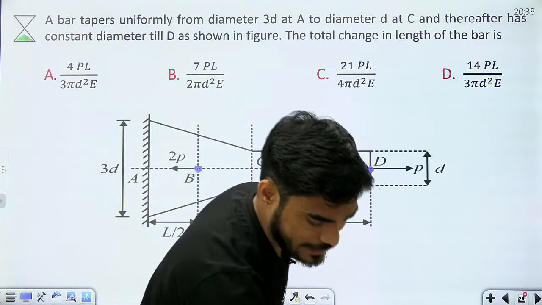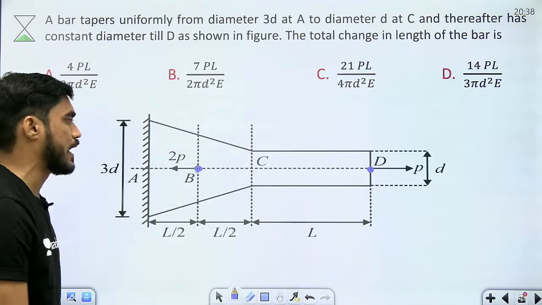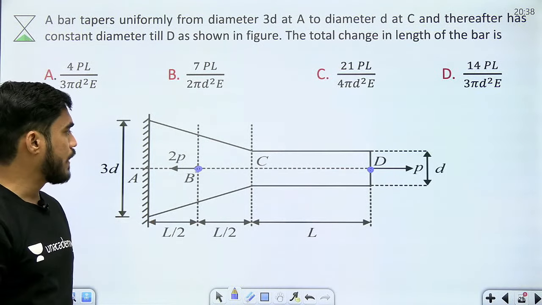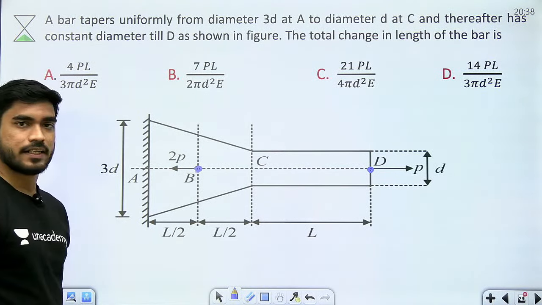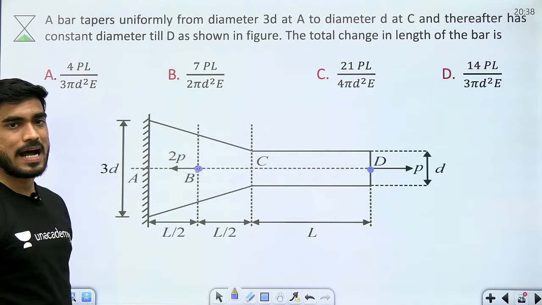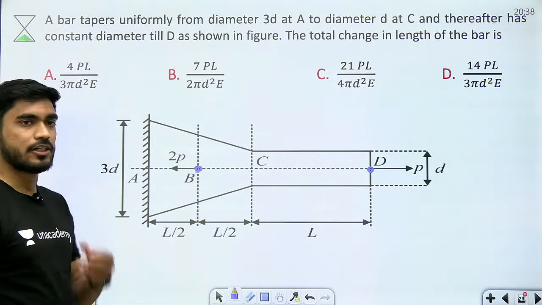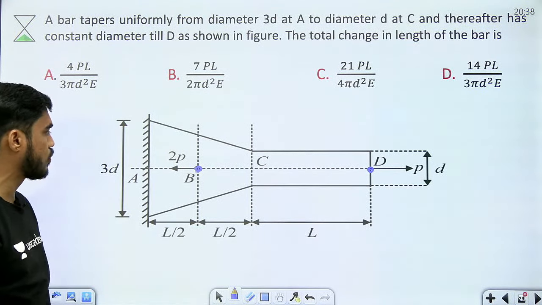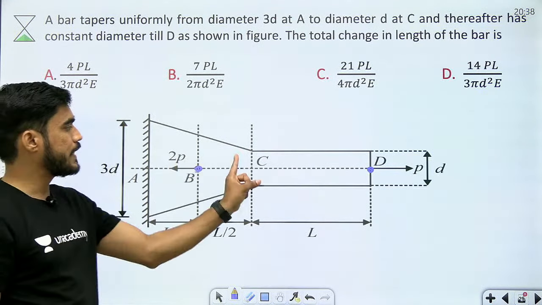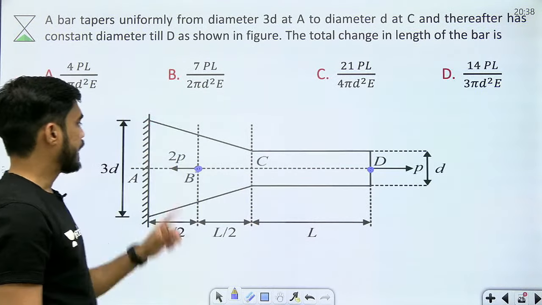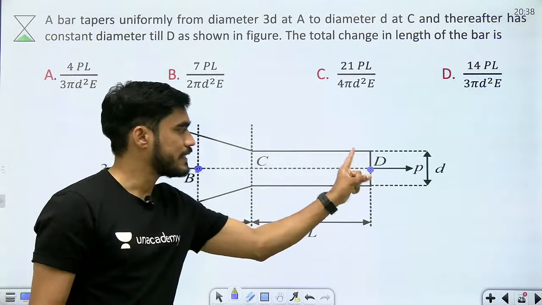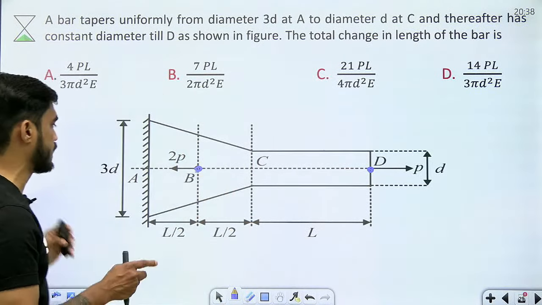Quickly calculate the total change in length, beta. In order to find the total change in length, you will divide this entire bar into how many parts, beta? You will divide the total bar into 3 parts: AB, BC and CD. AB is a tapered bar, BC is a tapered bar, CD is a constant cross section bar.